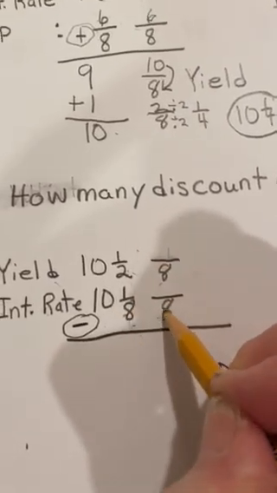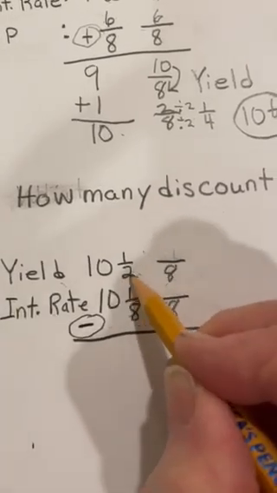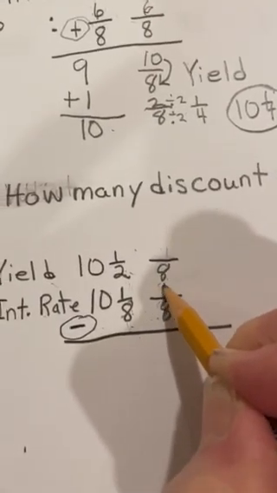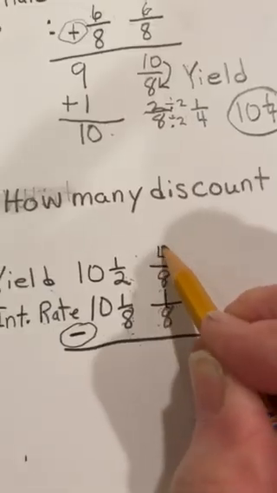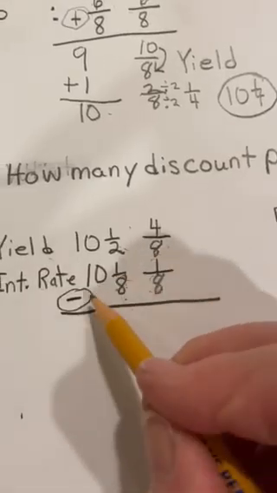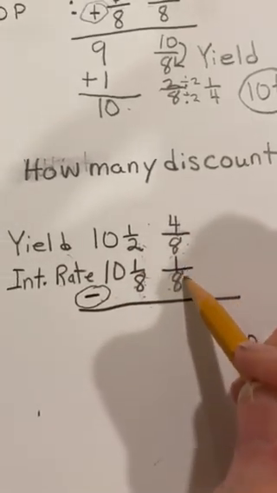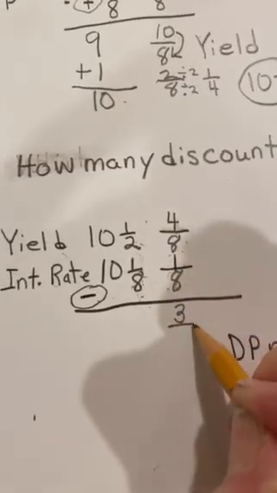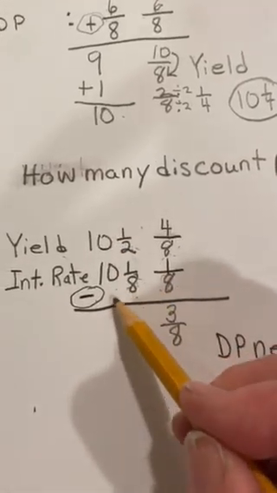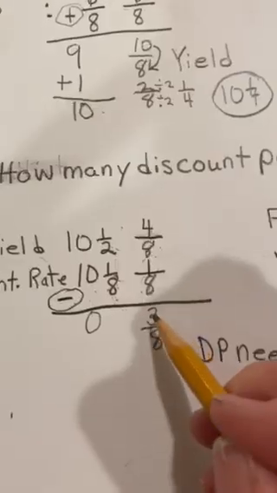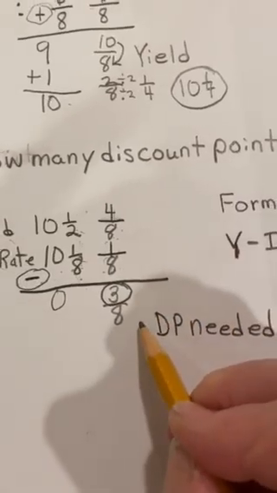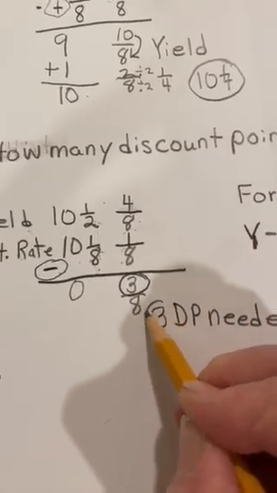To convert it though, you would put your common denominator as 8, because both of them have 8 in common. 8 divided by 8 is 1. 1 times 1 is 1. 2 into 8 is 4. 4 times 1 is 4. So we know 1/2 is 4/8. And then you have minus. 4/8 minus 1/8 gives you 3/8. And we know 10 from 10 gives you 0. So they're asking for the discount point. You know that the top number is your discount points, so it's 3 discount points that are needed.